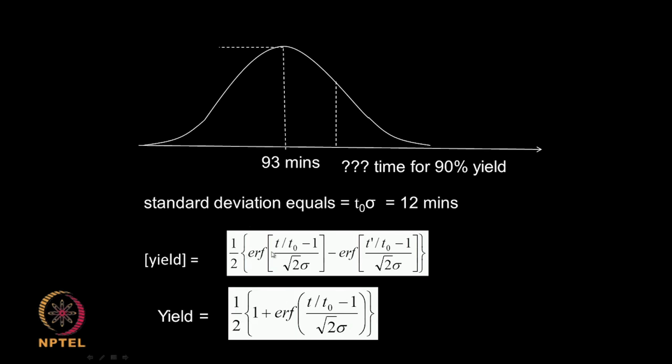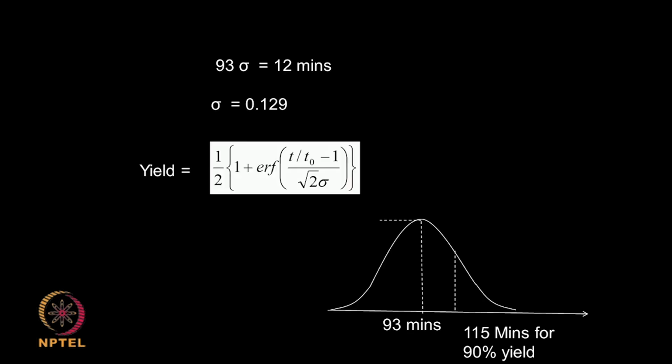So, this equation boils down if I am collecting from 0 time. If I am collecting from T dash to T, this is the equation, but if I am collecting from 0 time, the equation will boil down to this. So, from 0 time, what should be my T to get a 90% yield? I know T naught is 93 minutes, sigma can be calculated because T naught sigma is 12 minutes, I substitute here. So, I will get the error function of x as I showed you before from the table. When I know x, I can get the T.